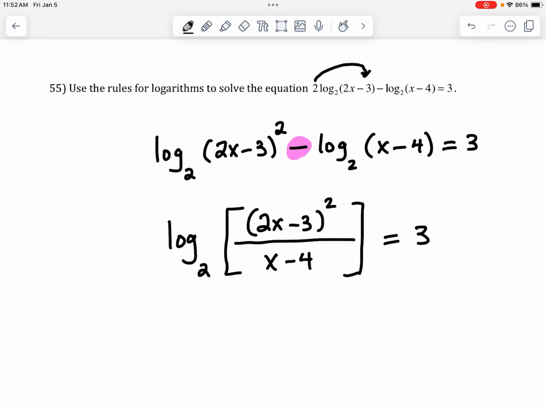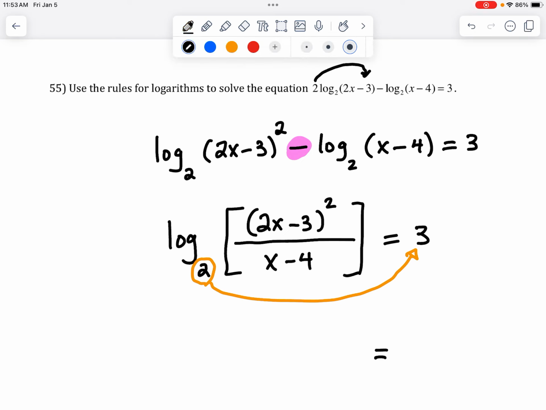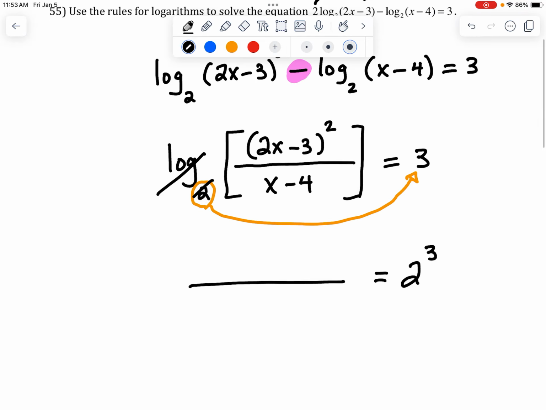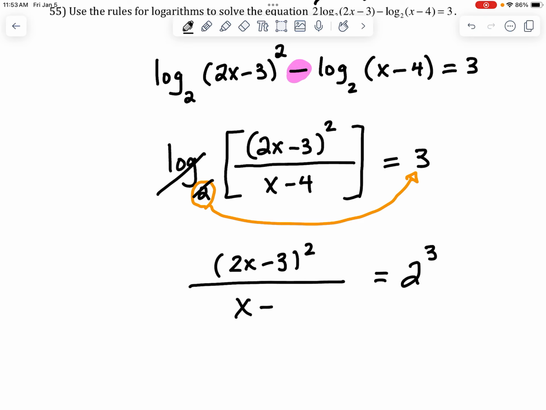All right, the next thing to do is eliminate the logarithm, and for that I think I need an orange pen. So to do that, you say this is the base and this is the exponent. I remember it visually like that using the arrow. So on the right side, it's going to be 2 is the base and it gets raised to a 3, and that eliminates the logarithm. And then on the left side, we would have the 2x minus 3 being squared divided by the x minus 4.